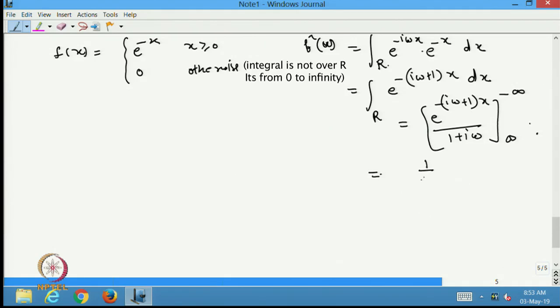So, this will be 1 plus I omega. Okay. So, if you look at it, now we have to determine whether this function is in L1 R or not. This is the Fourier transform of this function. So, I have to check whether this function is in L1 R. I can take these functions separately.